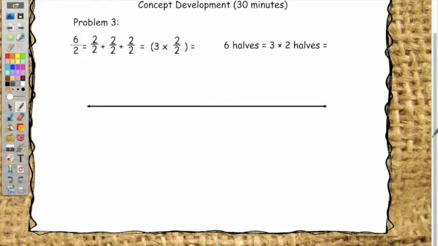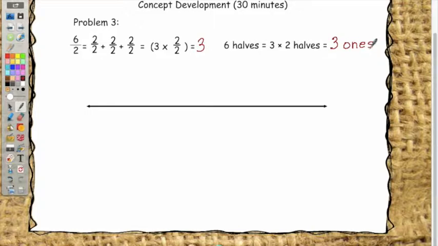Because I've got 6 halves. Repeated addition is 2 halves plus 2 halves plus 2 halves. You can write it as a multiplication sentence, but when I solve this, it's going to be more than one whole. 6 halves, remember this is a division problem. 6 divided by 2 equals 3. So my answer is 3. And this one would be 3 ones.